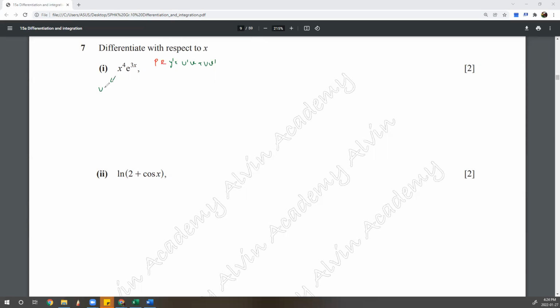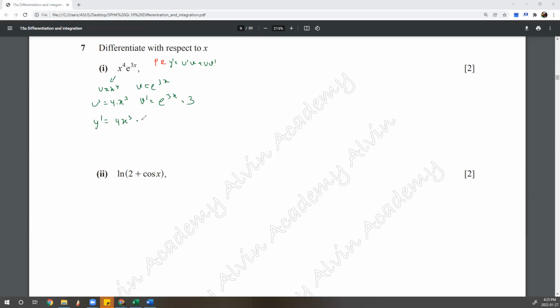So the u is x power 4. The v is e power 3x. So the u' will be 4x power 3, right? The v' is the number itself, e power 3x. You don't have to change anything. Multiply by the inside, the power, multiply by 3, using the e rule, the natural numbers rule. So y' equals u'v.